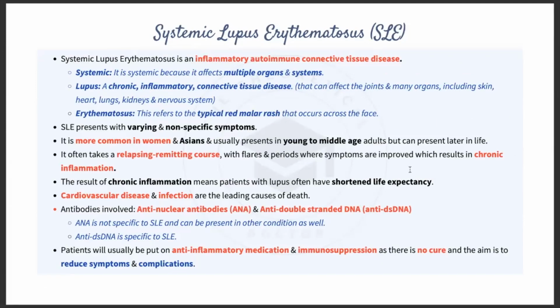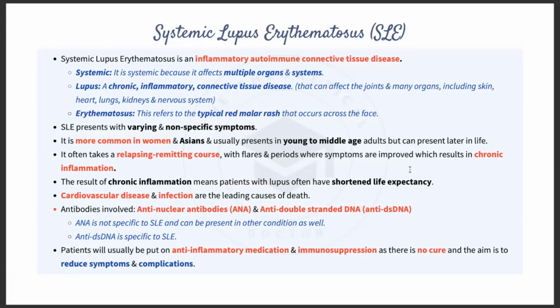SLE, systemic lupus erythematosus. Systemic lupus erythematosus is an inflammatory autoimmune connective tissue disease. So let's break it down from the name itself. Systemic because it affects multiple organs and systems.